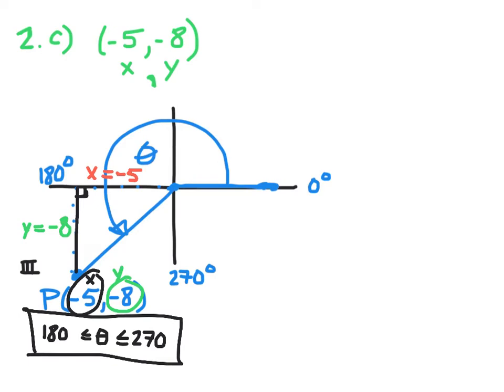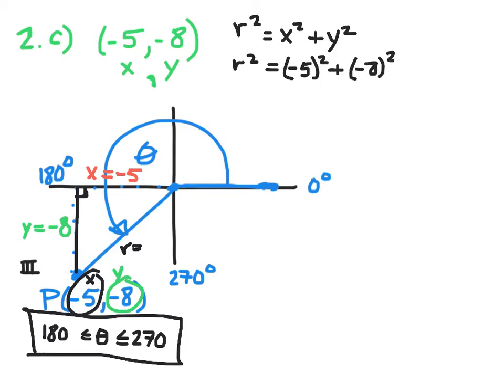So we know those two. Now we have to also try to find my r value. R value is not that big of a deal. We could find the r value because we know that r squared is equal to x squared plus y squared. And so r squared is equal to x, which is negative 5 all squared, plus y, which is negative 8 all squared. And so we're going to get that r squared is equal to 25 plus 64. And so r squared is going to be equal to 89. And so taking the square root of both sides, I'm going to get that r is equal to the square root of 89.